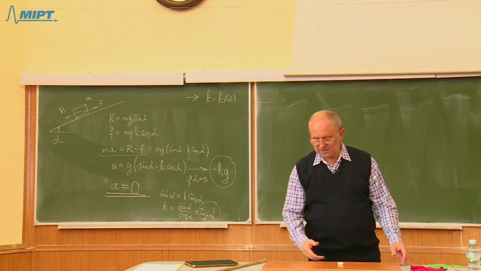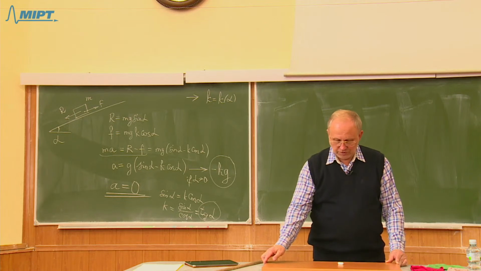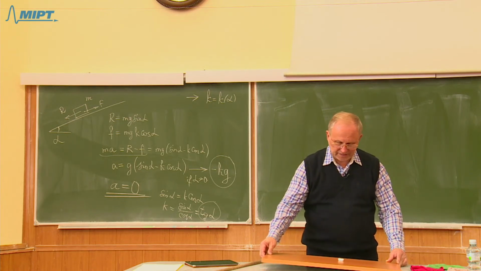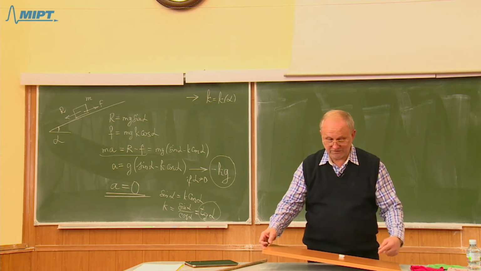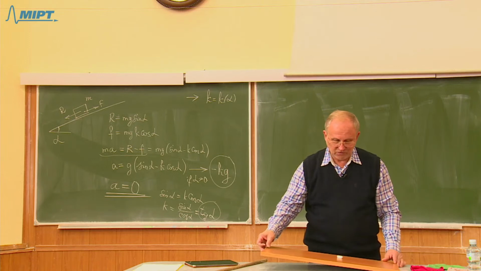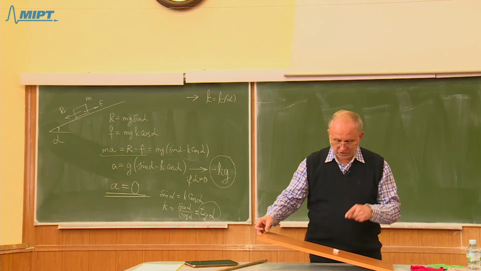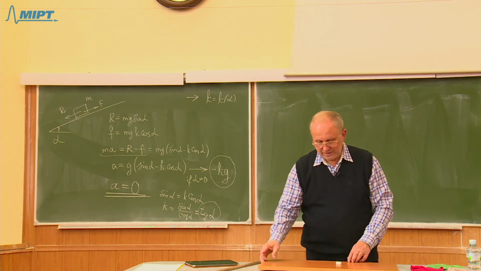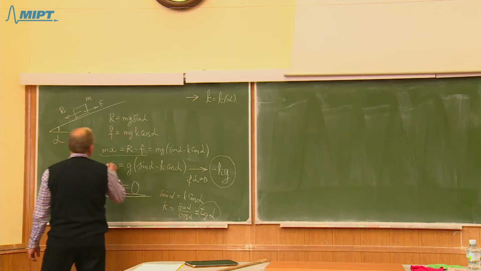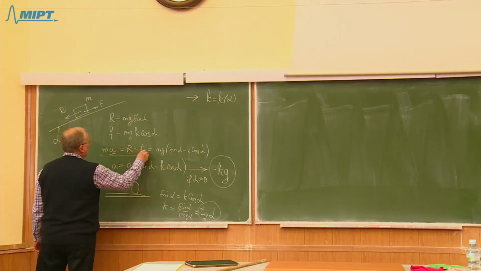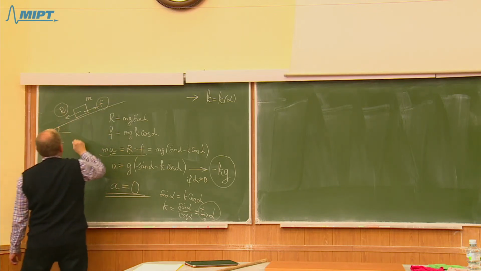So if the angle is small, or 0, the coefficient of friction is 0. But if we increase the angle, the coefficient of friction will increase as tangent alpha. Here is angle alpha. And when we increase alpha, the coefficient of friction increases. And all the time, the coefficient of friction is such that the acceleration is 0. It means that R equals F. The force R is equal to the force F.